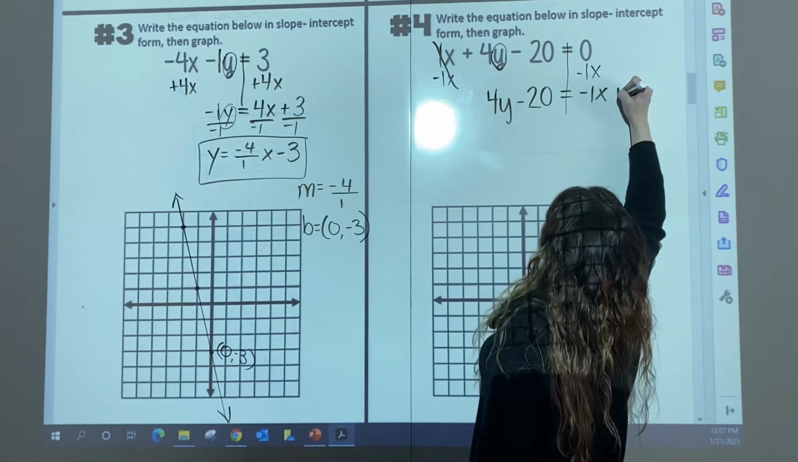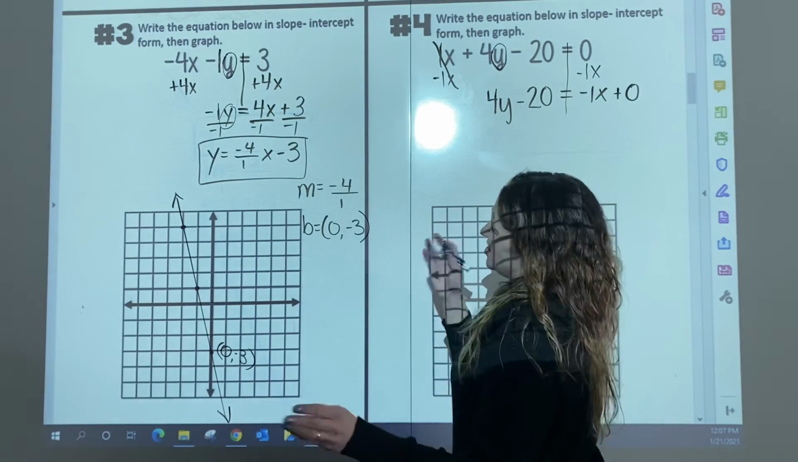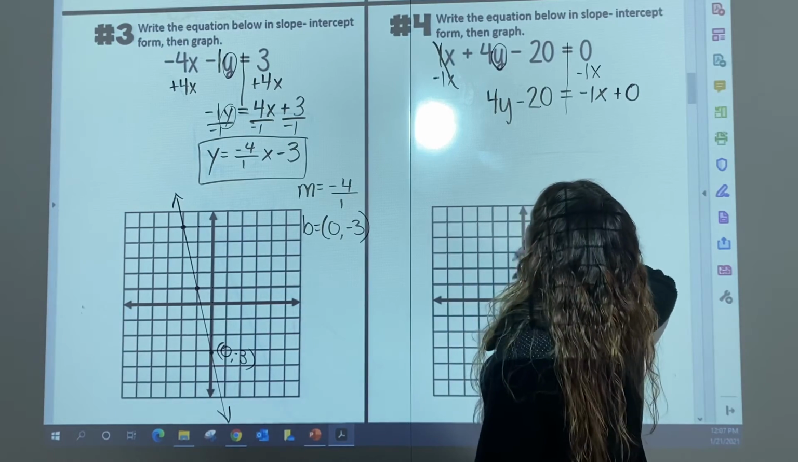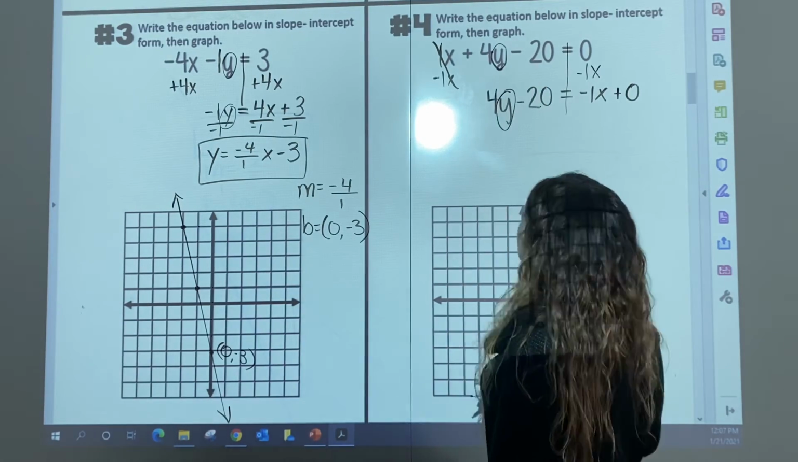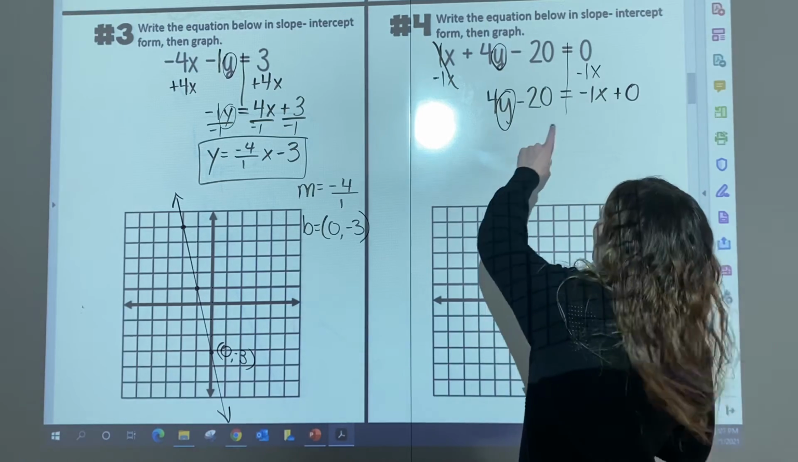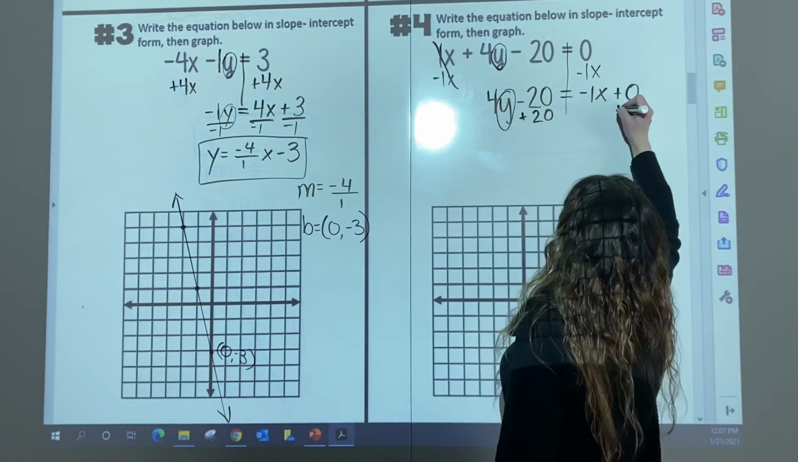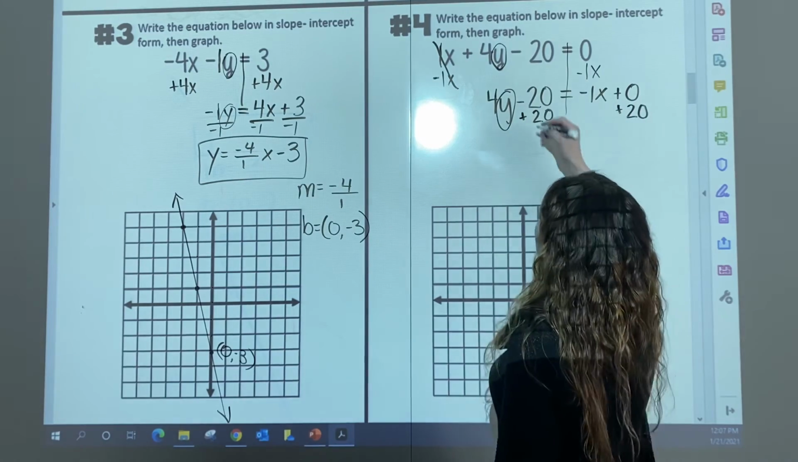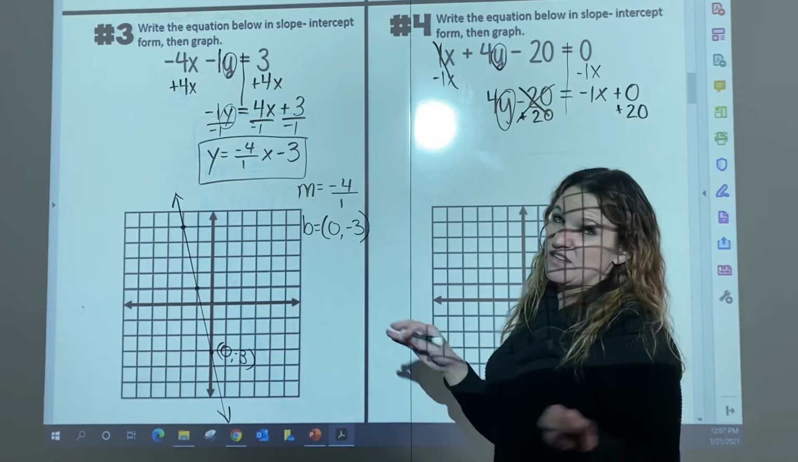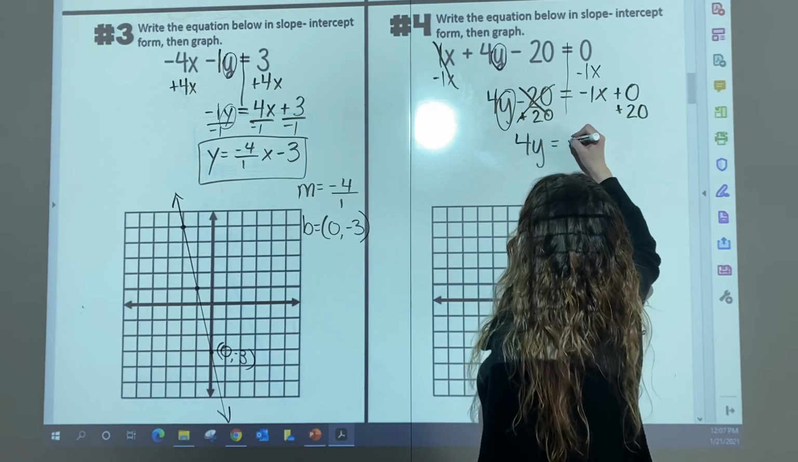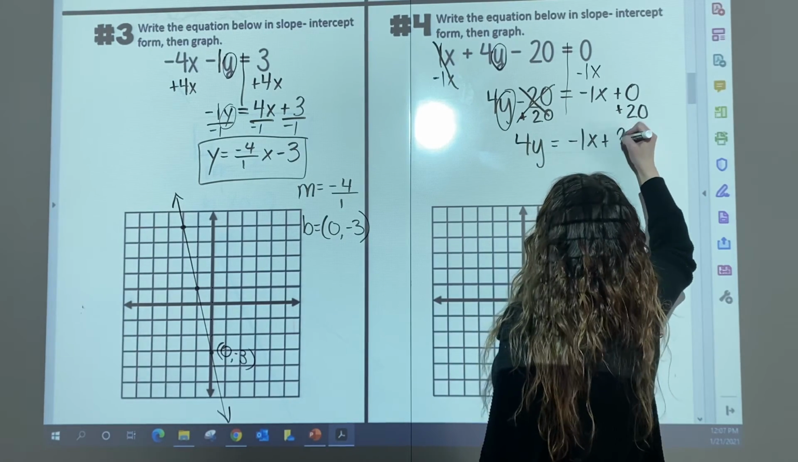You can add the 0. You don't need to. I'll just put it there just because. Now, I still want to get the y by itself. So before I divide, I have to get rid of this negative 20. I'm going to add it to the other side. I can add it to 0 because they are like terms since neither of them have a variable. Now I have 4y equals negative 1x plus 20.